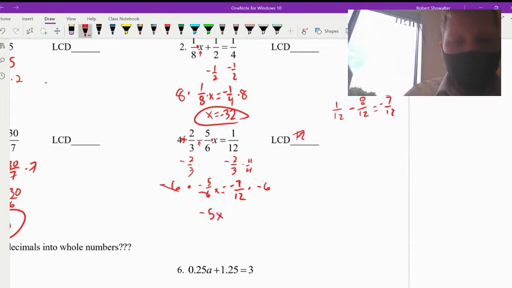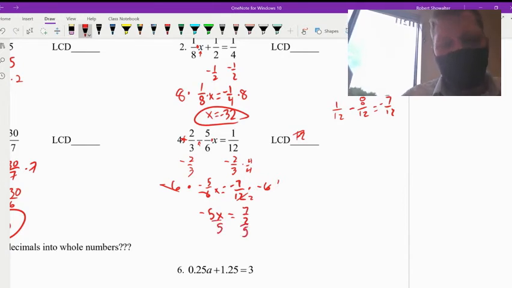These cancel. We get -5x. -6 over 12 is going to be -1 over 2. But these two negatives are also going to cancel. So we actually get 1/2 there. So these two are going to reduce. That's going to be 1. That's going to be 2. So we get 7/2.